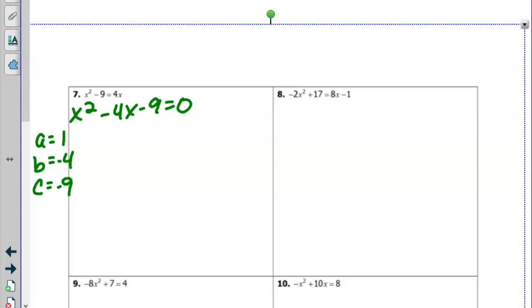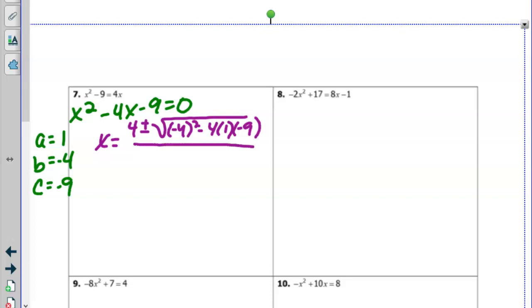Tell me what to write then for the quadratic equation. 4 plus or minus square root of negative 4 squared minus 4 times 1 times negative 9. Good. 2 times 1. What did you say? 2 times 1. Very good. All over 2. I'm just going to write 2. This is 2 times 1.